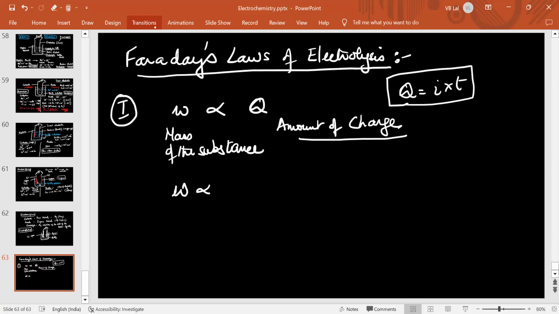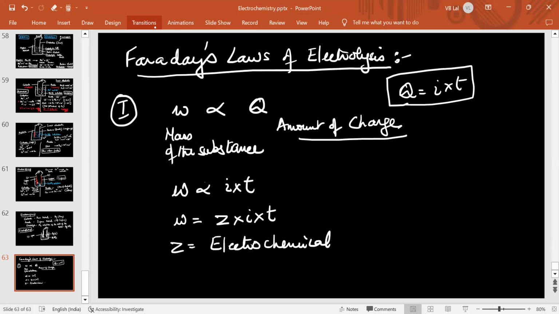You all understand this? Say something, children, while you are learning in the class. Do you understand? Yes, ma'am. Yes. So W is proportional to I into T. So if I remove this sign of proportionality, then what is W equal to? W is equal to Z into I into T. Now what is Z? Z is known as electrochemical equivalent.